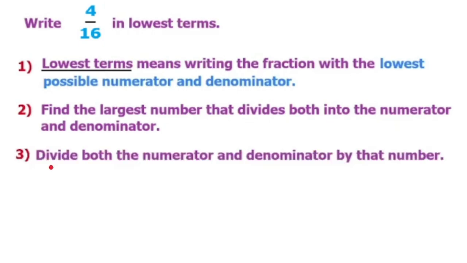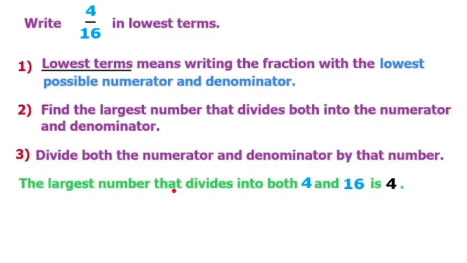And then once you find that, you divide both the numerator and the denominator by that number. So for this one, the largest number that divides into both 4 and 16 is 4. There is another number that divides both into 4 and 16, and that number is 2. But 2 is a smaller number. So let's take a look.